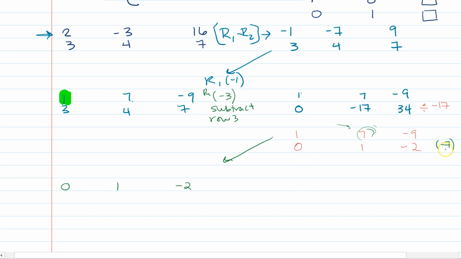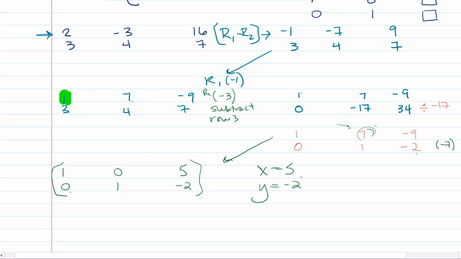So here we go. 0 times negative 7 is 0. Add to the 1, and I still have 1. 1 times negative 7 is negative 7. Added to the 7 is a 0. Negative 2 times negative 7 is 14. Added to the negative 9 is 5. And I have my answers. 1x plus 0y is 5. 0x plus 1y is negative 2. So x equals 5, y equals negative 2.